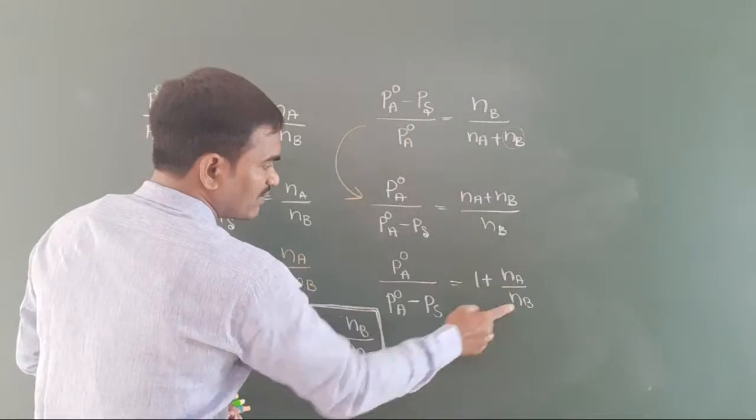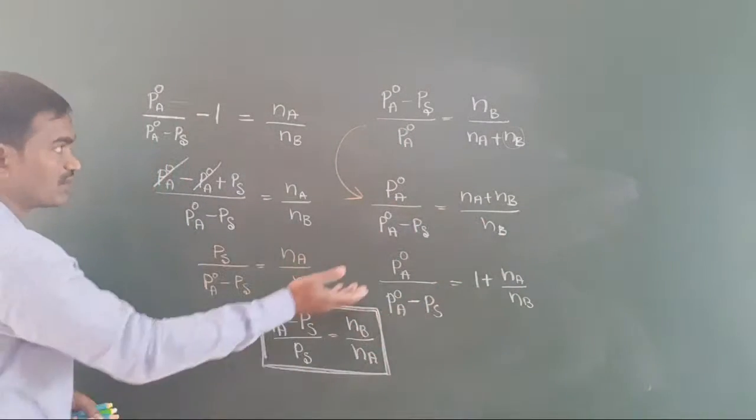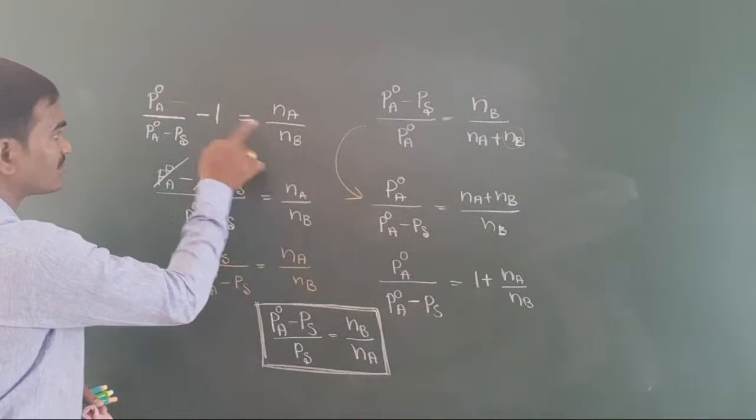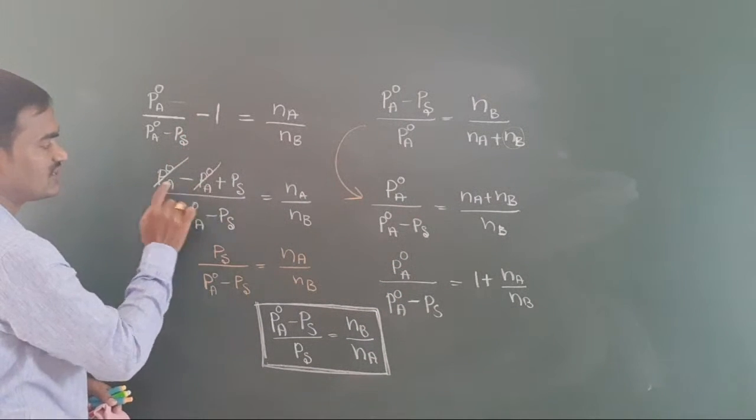1 plus NA by NB I have taken. Both are similar, I think you know very well. Simple math. So that plus 1 comes this side, it will become minus 1. So this part is going towards this side. These two are getting cancelled.